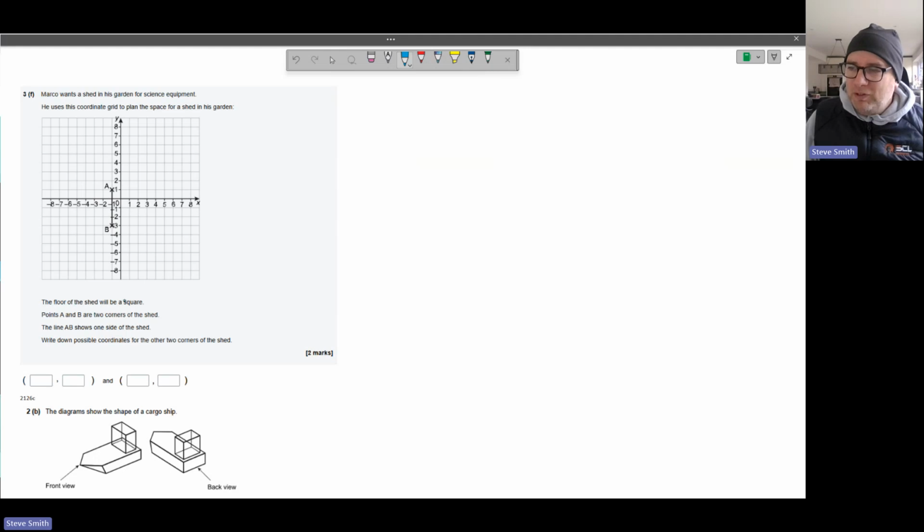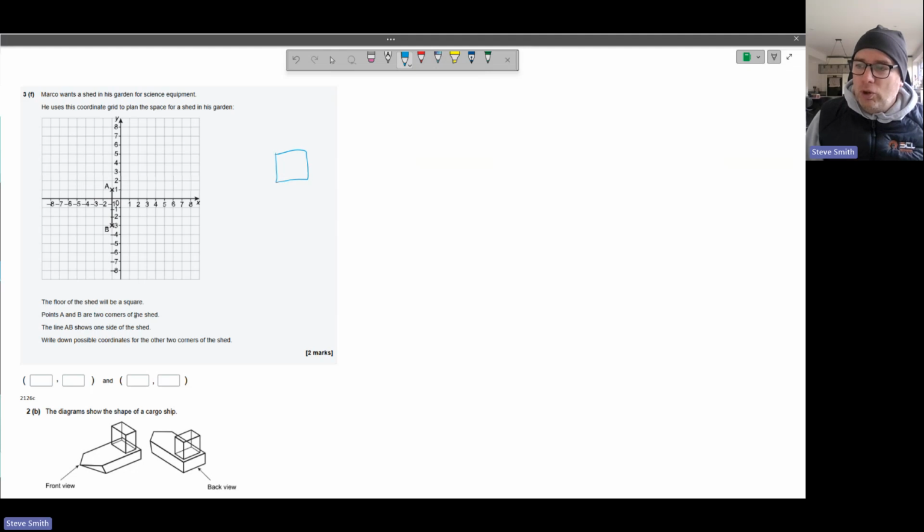The floor of the shed will be square. So all sides are equal, a square, not a rectangle where there are longer sides and shorter sides. The sides of the square are the same.